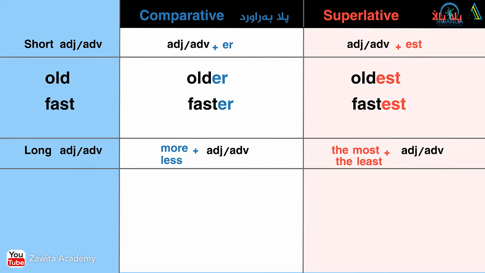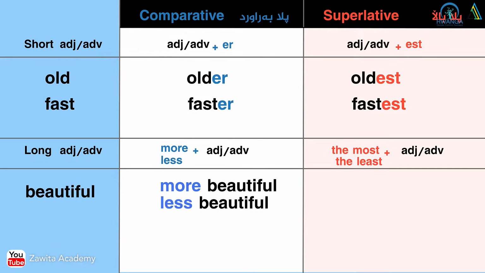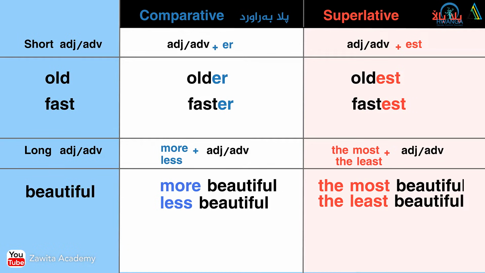Let's take an example, which is beautiful. It's an adjective. To make it comparative, it will become more beautiful and less beautiful. To make it superlative, it will become the most beautiful, the least beautiful.